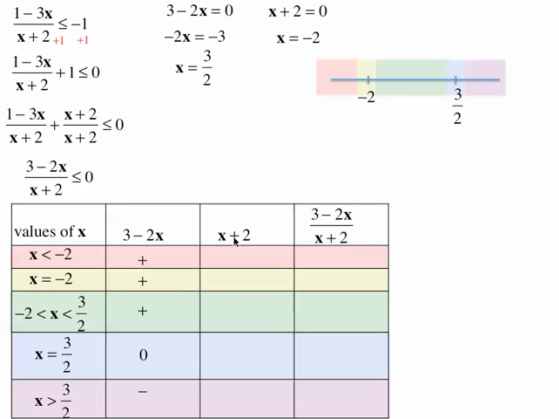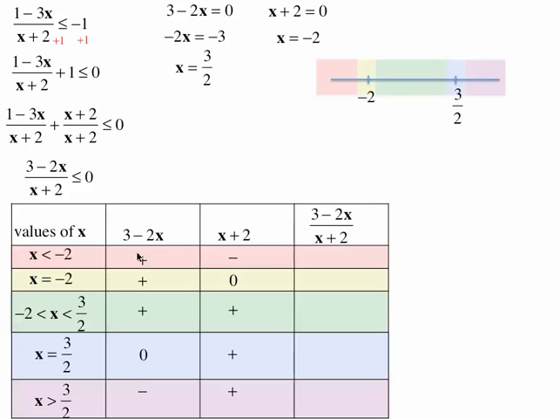Now we're going to look at x plus 2. When x is less than negative 2, like negative 3, negative 3 plus 2 is negative 1, so that's negative. When x is equal to negative 2, negative 2 plus 2 is 0. When x is between negative 2 and 3 halves, like for example when x is 0, 0 plus 2 is positive 2, that's positive. When x is equal to 3 over 2, 1.5 plus 2 is 3.5, which is positive. When x is greater than 3 over 2, like when x is equal to 2, 2 plus 2 is 4, positive. Now we're going to look at (3 minus 2x) over (x plus 2).